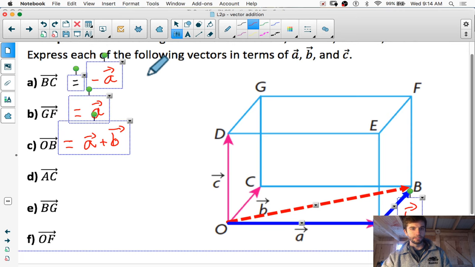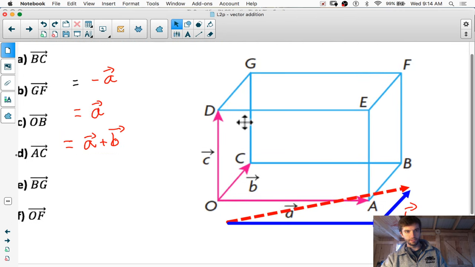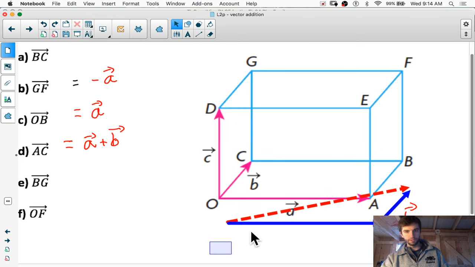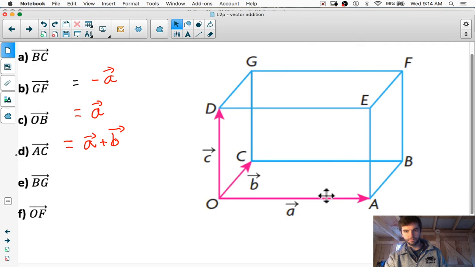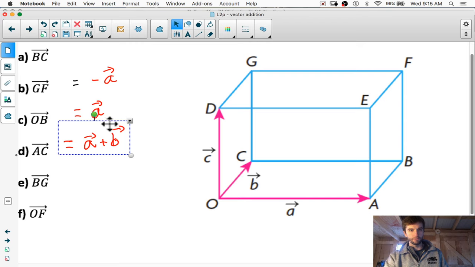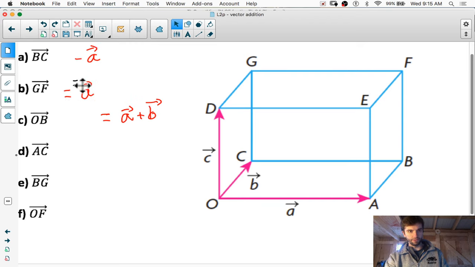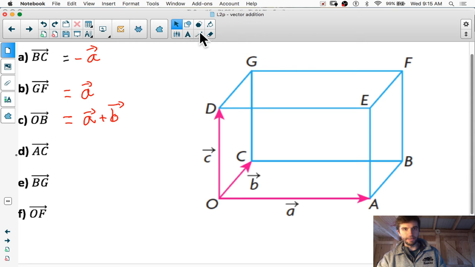All right, let's try part C. Let me just get rid of all this stuff. Okay, so part C asks us to find, oops. Let me just reposition all of this for you now that you can see the actual box that we're working with. Okay, let's try part D, vector AC.